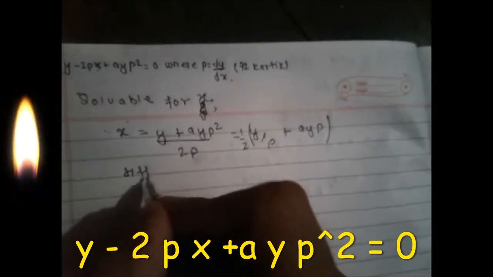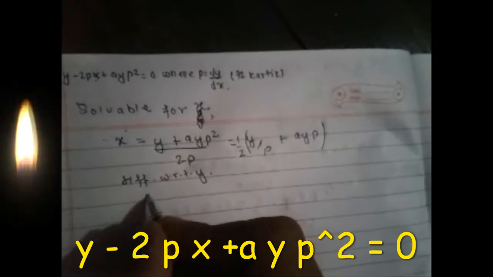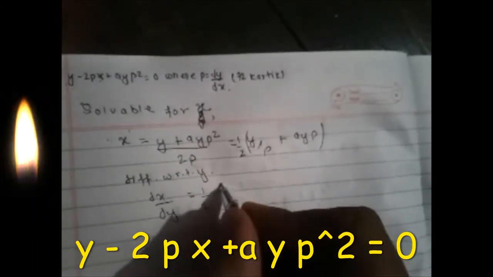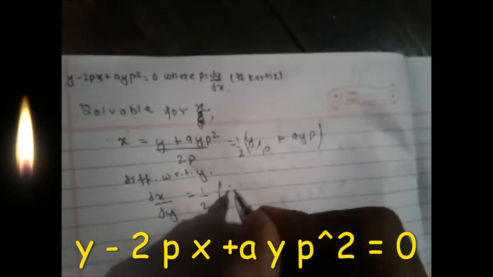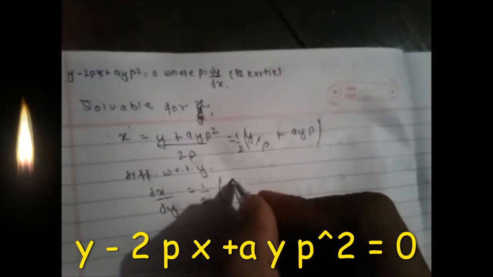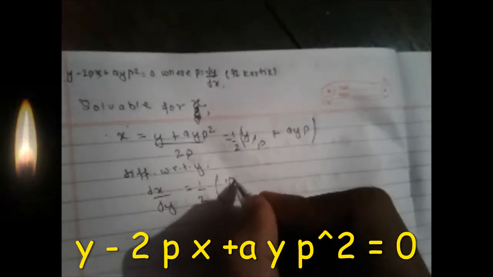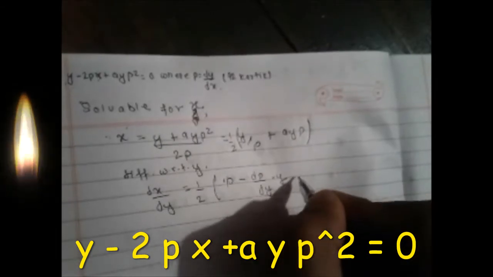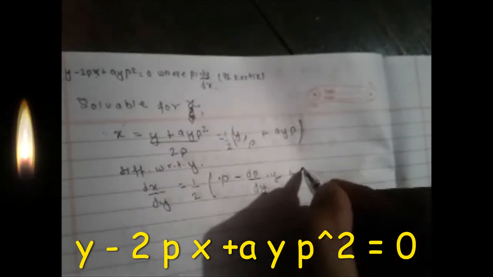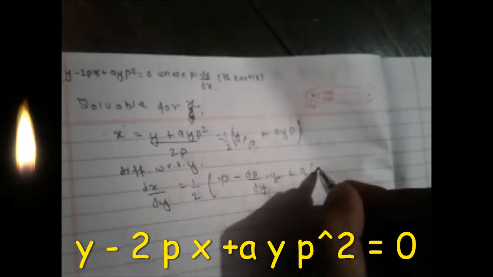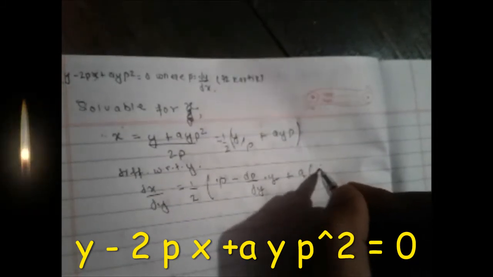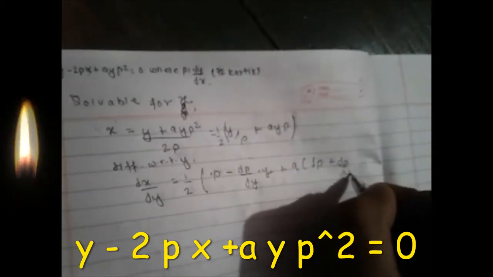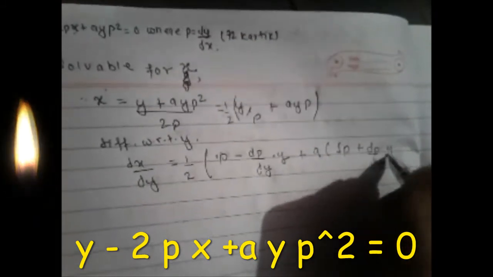Now differentiating with respect to y, what we get? dx by dy is equal to 1 upon 2. Differentiating this with respect to y, differentiation of y is 1, p same, minus dp by dy, y same, plus differentiating this, a is constant, derivative of y is 1 and p is constant, plus derivative of p is dp by dy and y is constant.